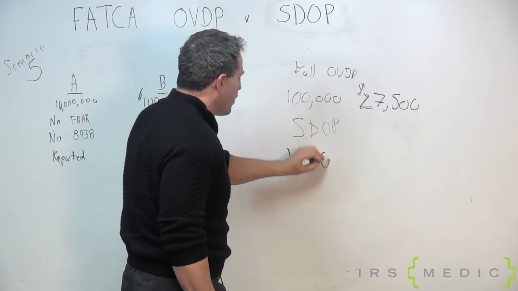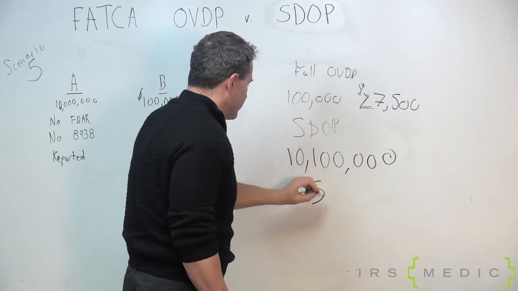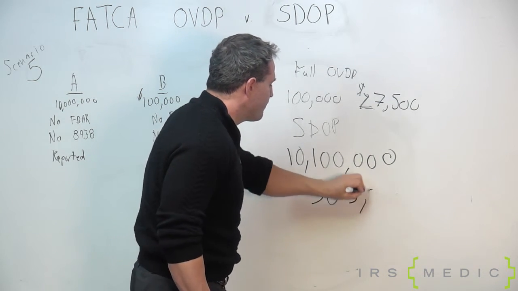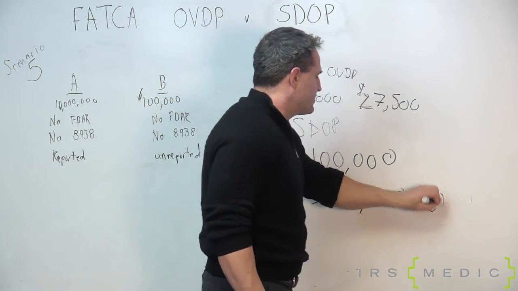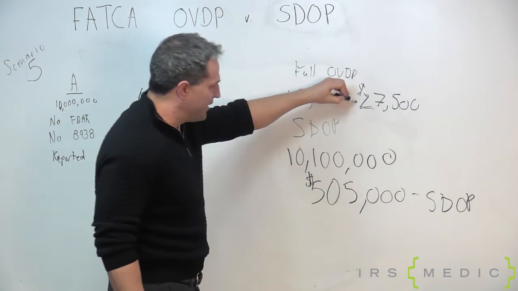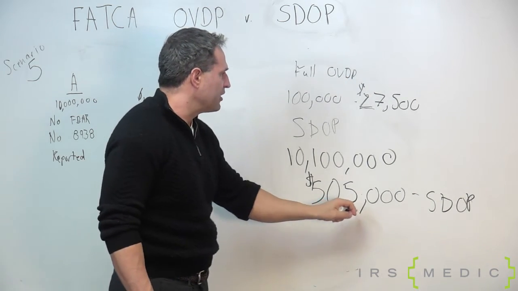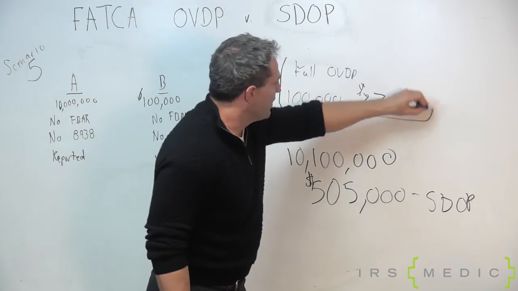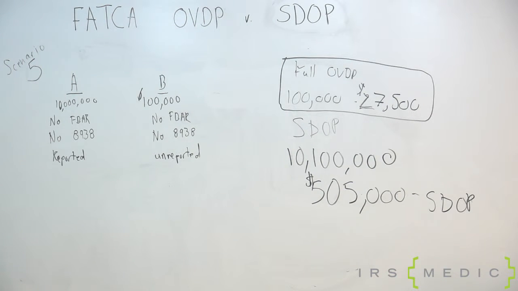Now look at your SDOP penalty base. There's your SDOP penalty base. Wow. So, hey, only 5%. Yeah, $505,000. Right? So there, I don't care what your taxes are. You're going to go full OVDP in that case. You're going to pay the extra attorney fees, and you're going to go and do that instead. Right. Because that's absolute insanity. So that's something you got to watch out for when you're calculating your 8938 penalty base.